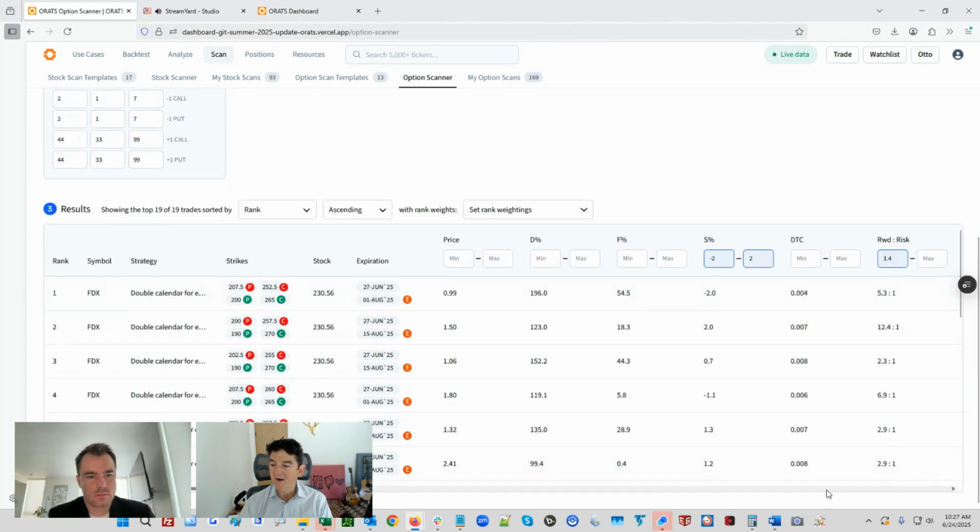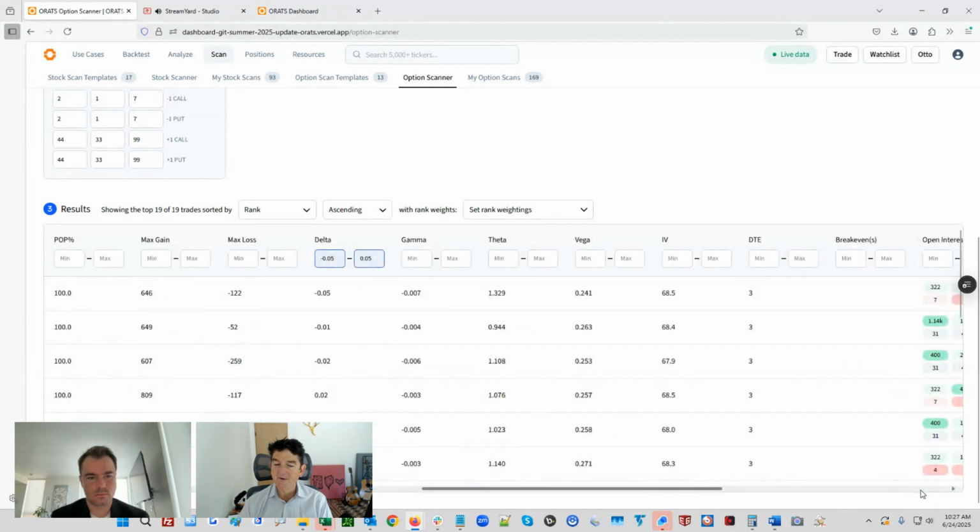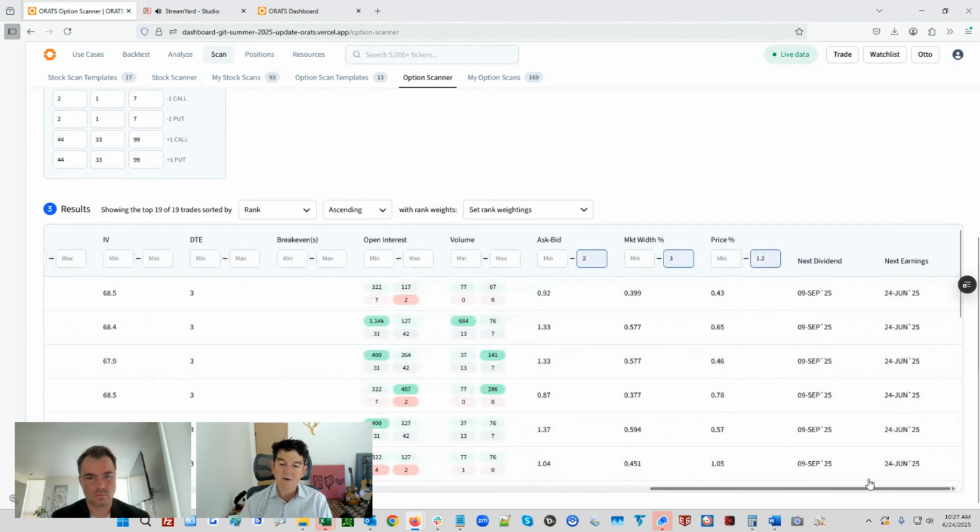And then I have things like a reward to risk. I don't want there to be too much risk involved in this trade. I don't want the delta to be too far. This is the double calendar. I don't want the delta to be leaning one way or the other.